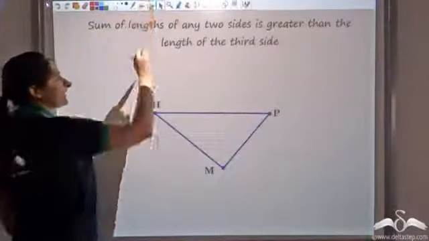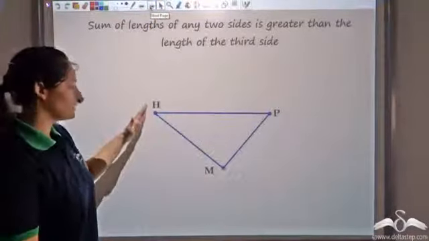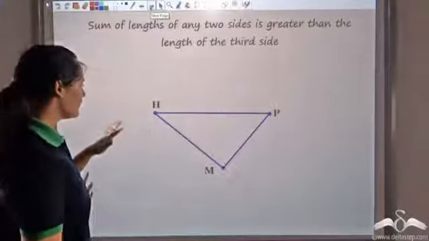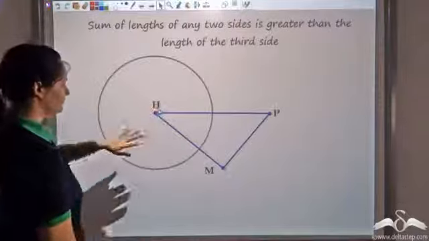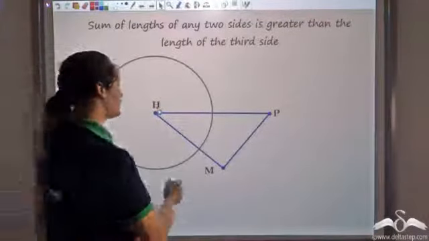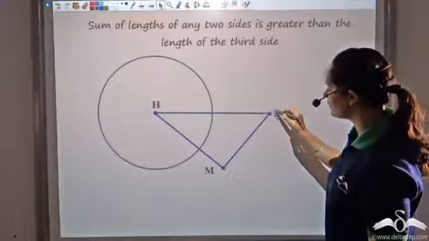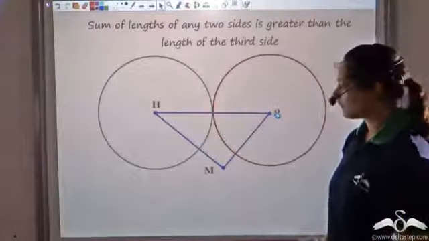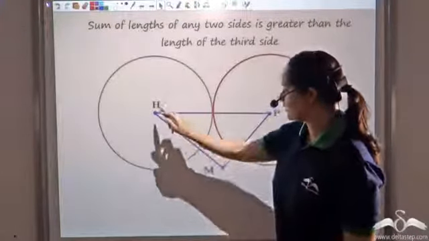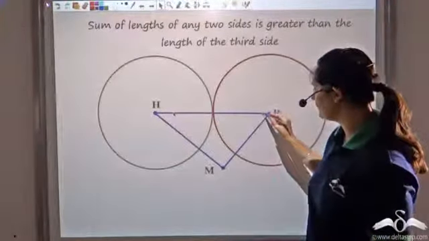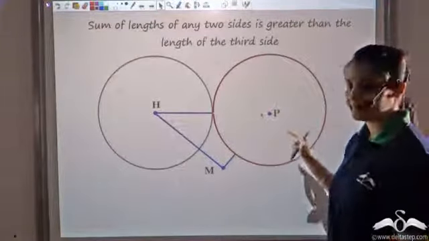Now, we can look at it in another way also. So, say you have this triangle with points H, P and M. Try making a circle with H as a center. So, you get a circle. Now, with P as the center, draw another circle such that it just touches this circle. Now, let's look at the radius here. So, this is the radius. This purple line is the radius here, whereas this yellow line is the radius of this circle with center P.